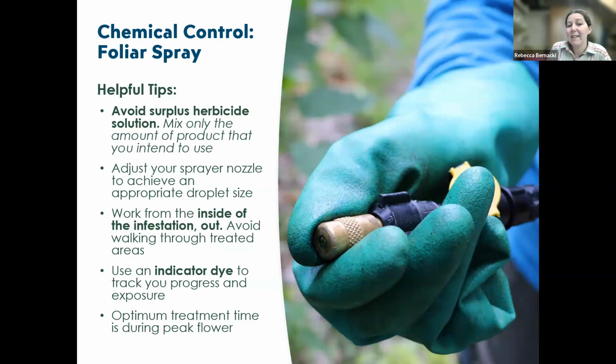We want to work from the inside of our infestation out. So that helps us avoid walking through treated areas and getting that herbicide product on us. As an additive, you can also use an indicator dye, and a lot of times they're blue, and then you can tell where you've treated so that you can track not only what you've treated in your progress, but you can also make sure that you're not walking through those treated areas and limiting your exposure to yourself.